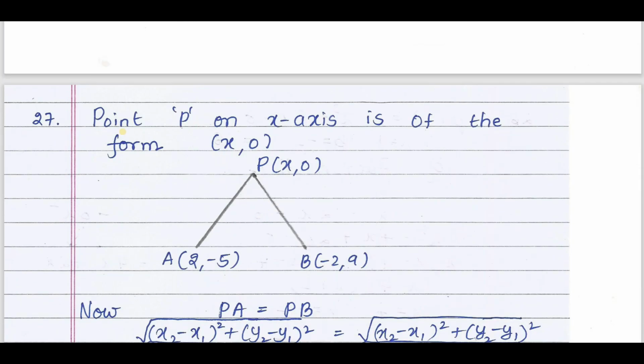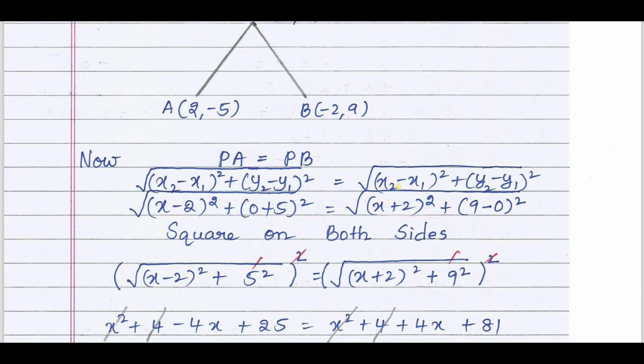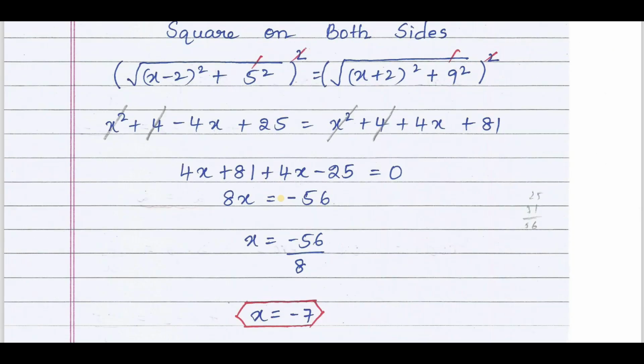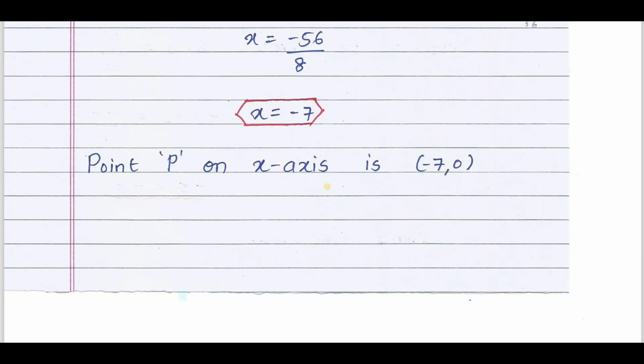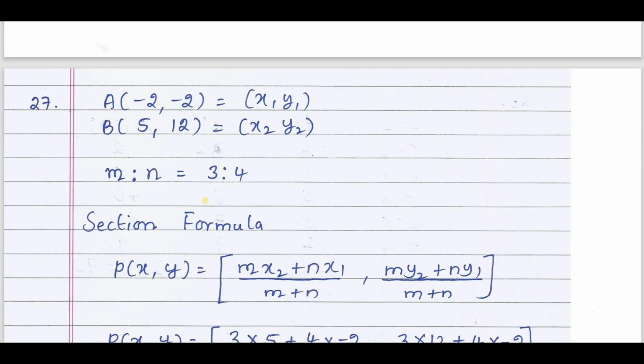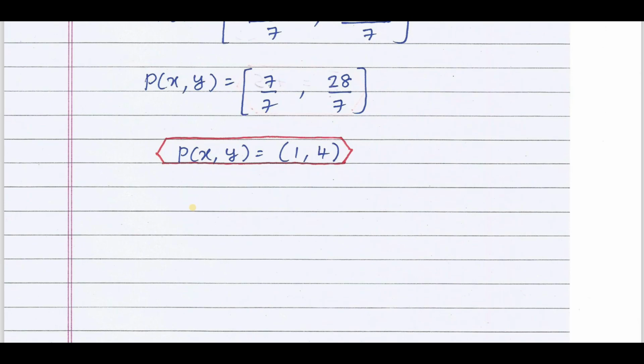27th question, point P on x-axis is of the form x comma 0. So there are 2 points, A and B, which are equidistant. Therefore PA equals PB. Substitute the values, square on both sides to remove the square root. We get x as minus 7. Therefore the point P on the x-axis is minus 7 comma 0. Next, using section formula, we need to find the point which divides a line segment in the ratio 3:4. The answer will be 1 comma 4.